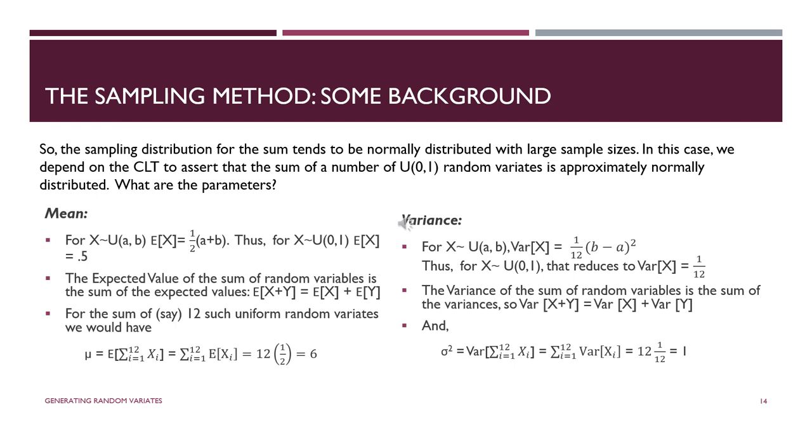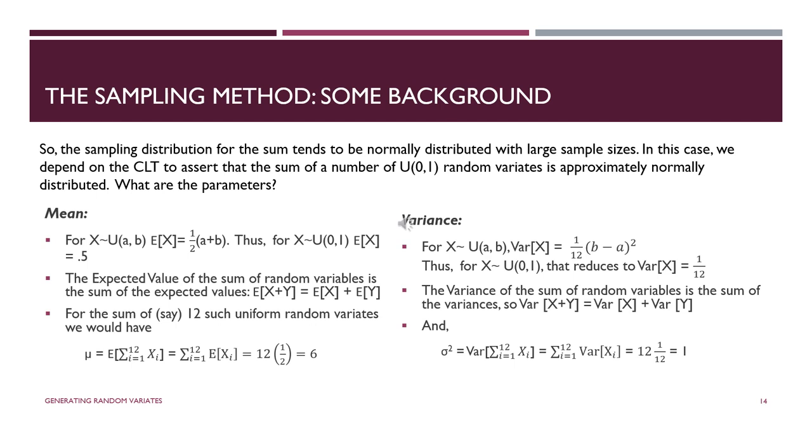Let's say we have 12. What would happen if we had 12? Well, for a random number from a uniform 0-1 distribution, the mean is 0.5, or 1/2. So what happens if we have 12? Well, it's 1/2 plus 1/2 plus 1/2, 12 times. So in other words, the mean will be 6. If we sample repeatedly 12 times from a uniform 0-1 distribution, we'll have something approaching a normal distribution. We'll have an approximation of a normal distribution with a mean of 6.